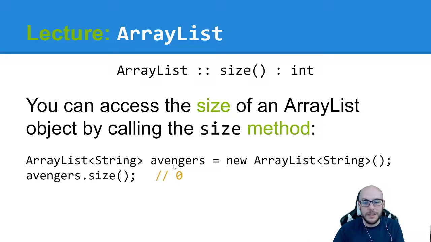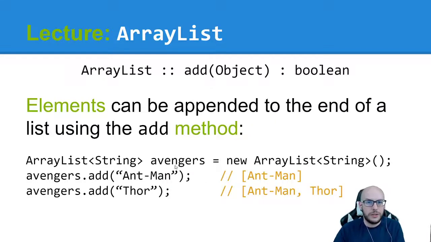We see with this example, we have constructed an array list, and then we ask what is the size of it, to which we would get back a 0. This would return a 0. There's no elements in it. Okay, so how do we get stuff in there?